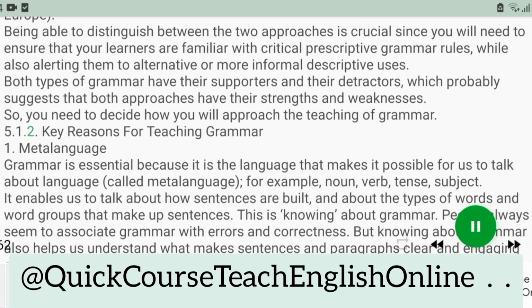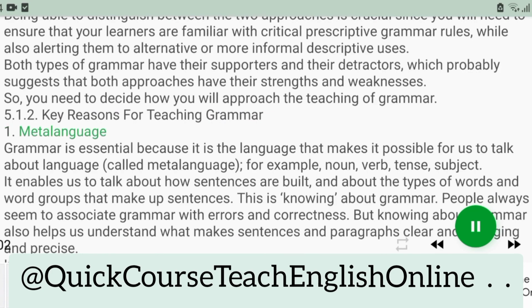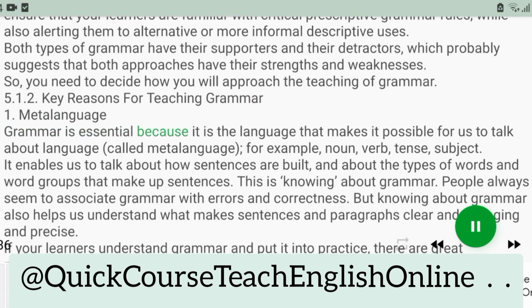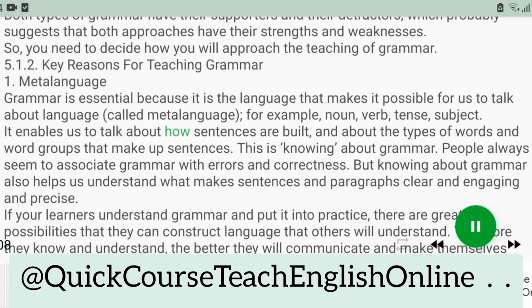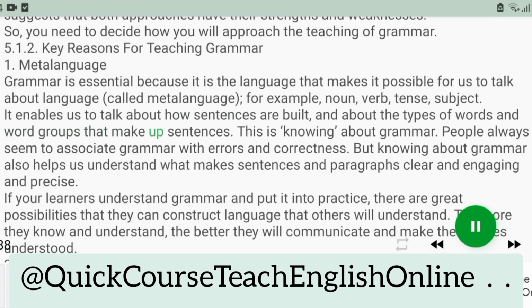5.1.2. Key reasons for teaching grammar. 1. Metalanguage. Grammar is essential because it is the language that makes it possible for us to talk about language, called metalanguage. For example, noun, verb, tense, subject. It enables us to talk about how sentences are built, and about the types of words and word groups that make up sentences. This is knowing about grammar.